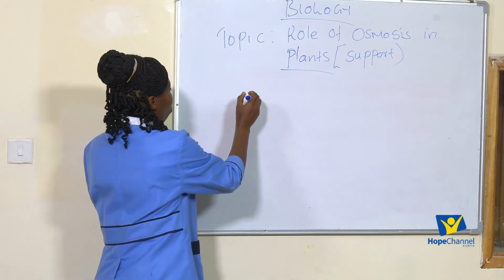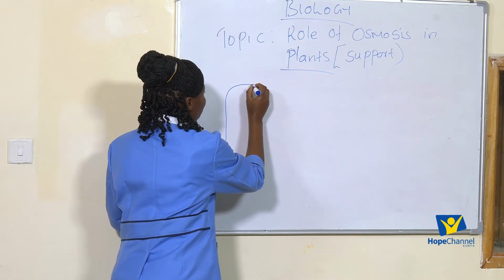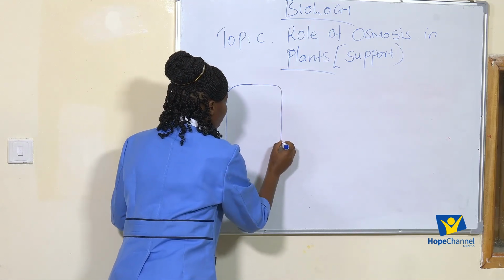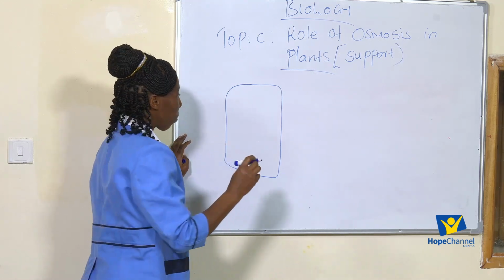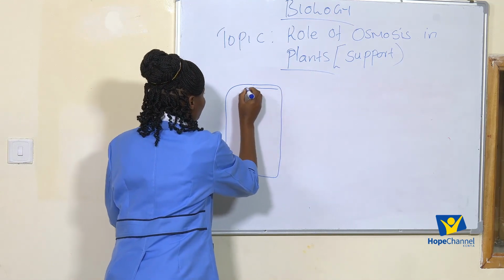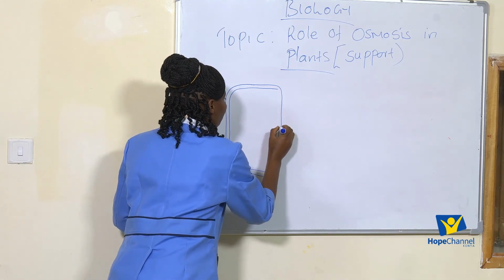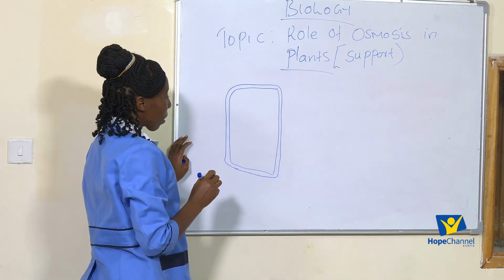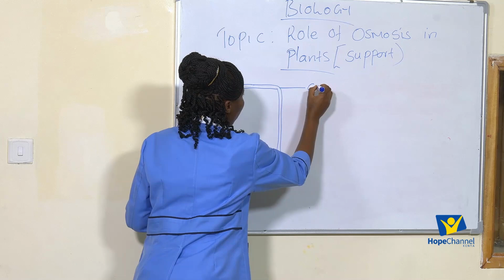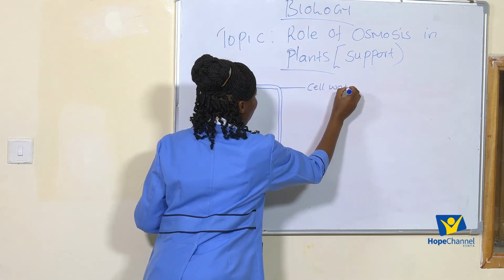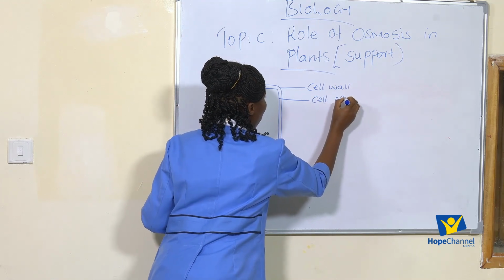So if I was to do a sketch of a plant cell, remember, we say a plant cell has a definite shape. A plant cell has a definite shape. So if I was to draw a plant cell, I can do a sketch. Then I can say this is the cell, this is the cell wall, and this one is the cell membrane.